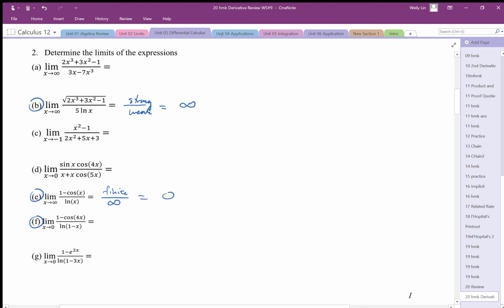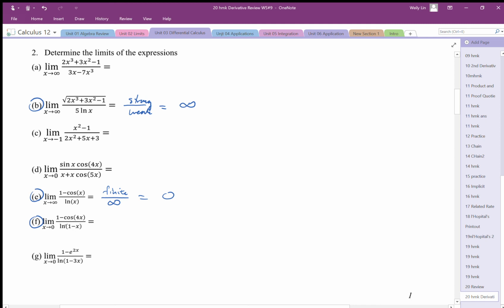Again, if you want, you could apply L'Hopital's here, okay, because we would end up being, actually cannot apply L'Hopital's here because we would not get an infinity over infinity form here. Okay, so we have finite number over infinity, so we end up with it equal to 0.